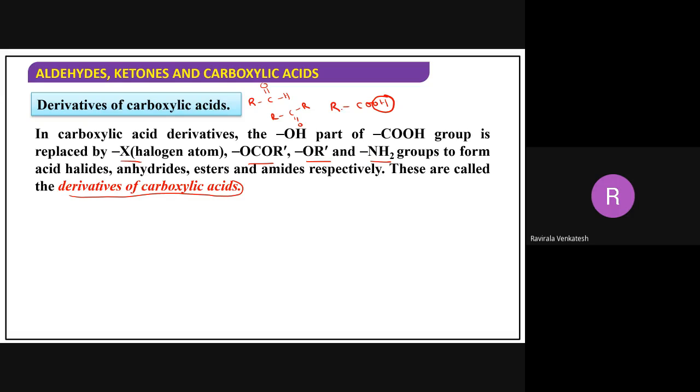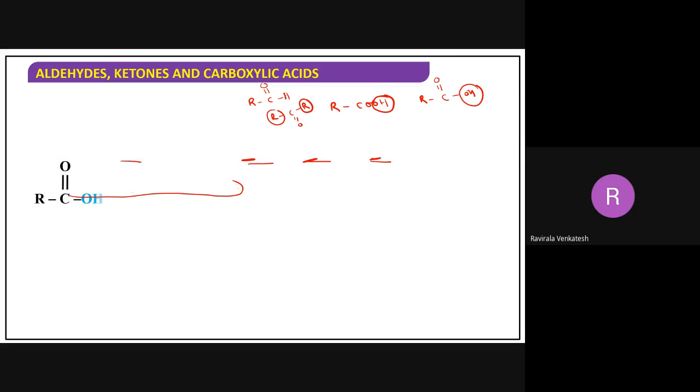Why? Because in the OH group of RCOOH, you are replacing it with another group containing oxygen again, or another element. But here we are placing only hydrogen or alkyl groups. So that is the reason. Remember, they are not called derivatives of carboxylic acids.